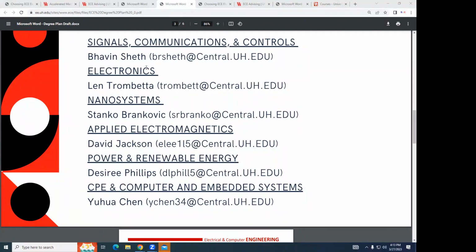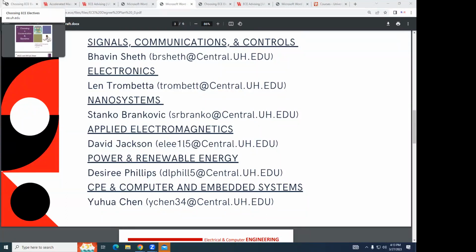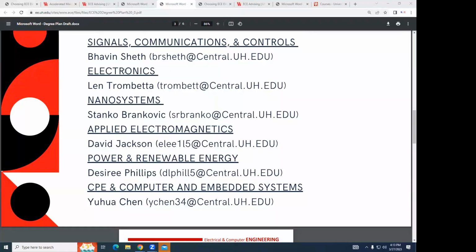Electronics is sort of the classic concentration area. This is what people were doing 50 years ago, before we had a lot of computer topics. I guess applied electromagnetics has always been part of electrical engineering, but this is the classic electrical engineering discipline. Nanosystems.